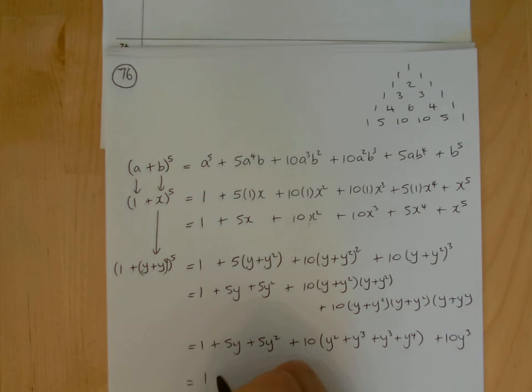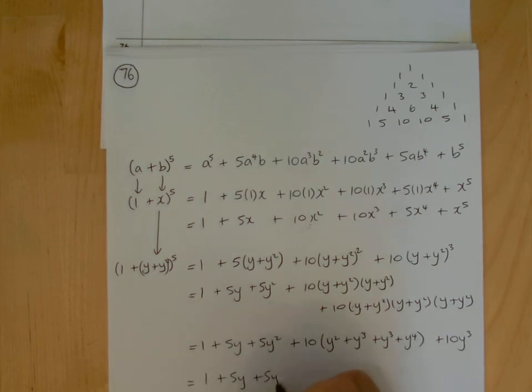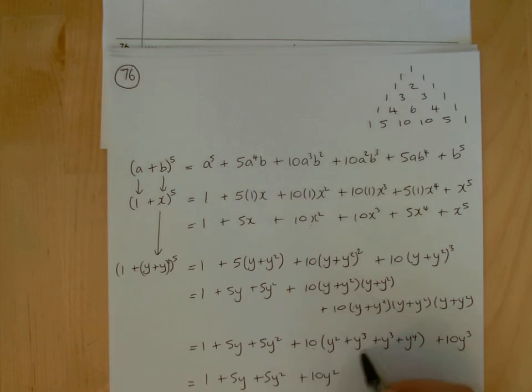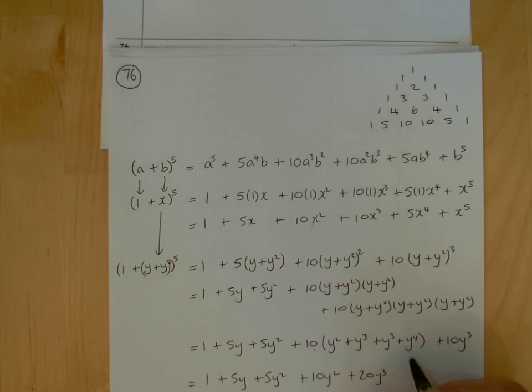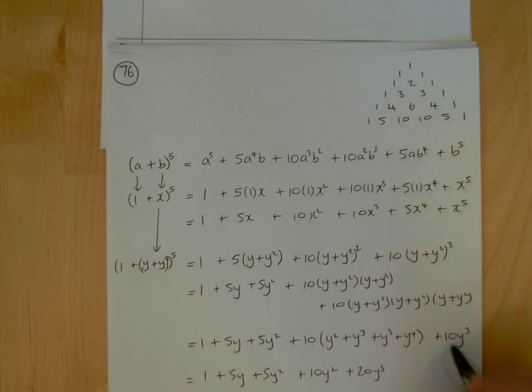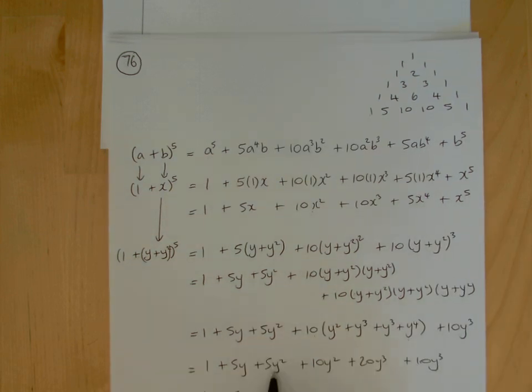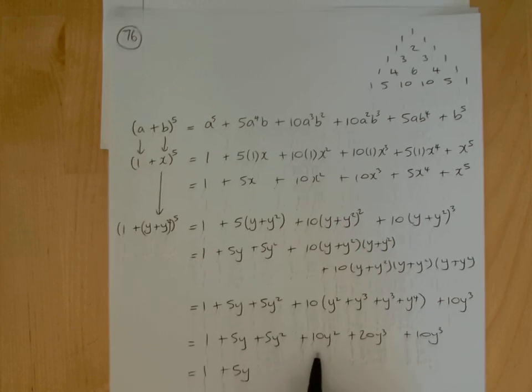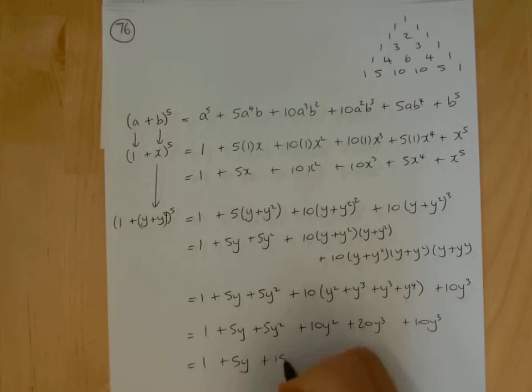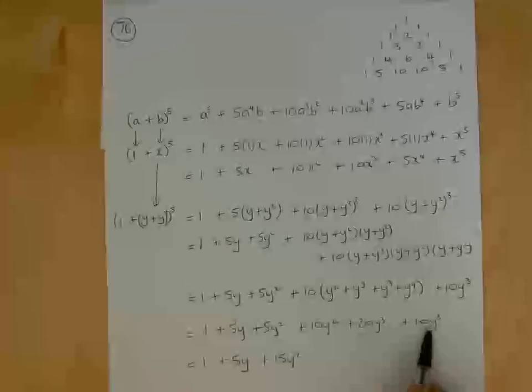So multiply out then, we've got 1 plus 5y plus 5y squared. 10 times y squared is 10y squared. Now look at this here, I've got 2y cubed here, haven't I? When you put them together, times 10 is 20y cubed. Don't bother with the last one, because that will be the fifth term, and then plus 10y cubed at the end. Okay, so we get then 1 plus 5y squared plus 10y squared is 15y squared, and then 20y cubed plus 10y cubed is 30y cubed.